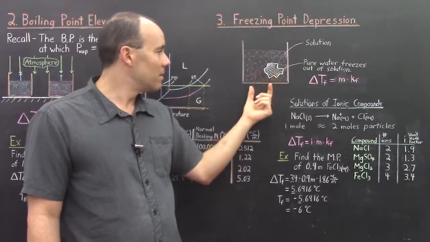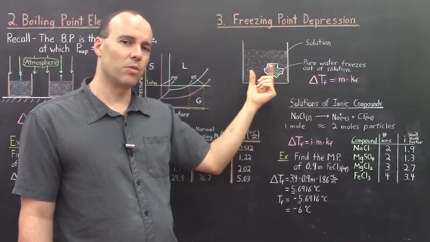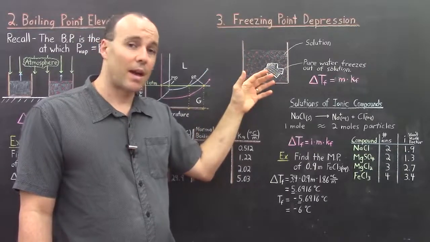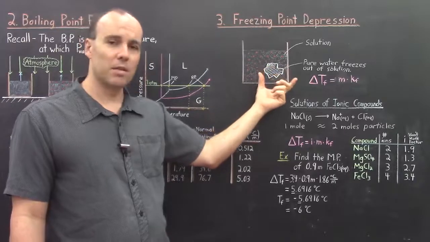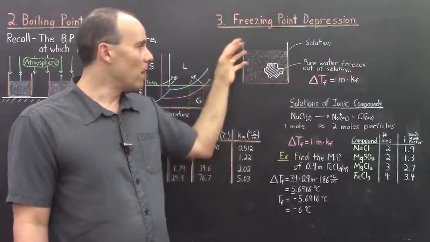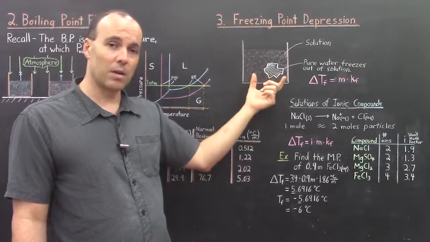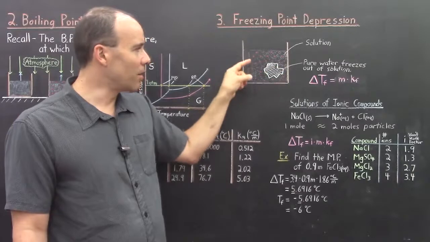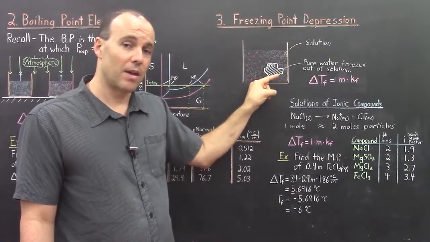And since the pure water is what freezes out of the solution, these solute particles that are surrounding that ice are getting in the way. As this ice cube begins to grow, more and more water molecules need to find their way to the ice cube to make it get bigger. Well, if the solute particles are getting in the way, it's going to make it hard for a water molecule to find its way to the ice.